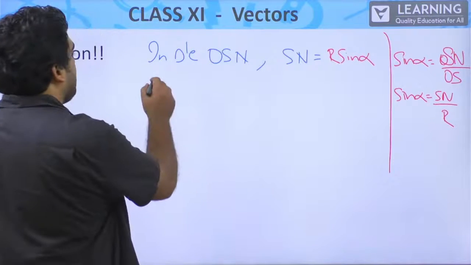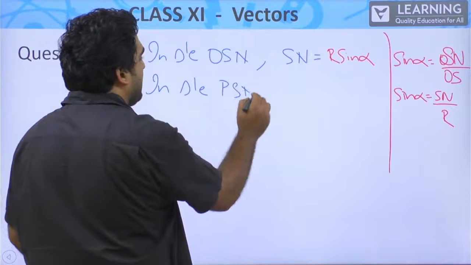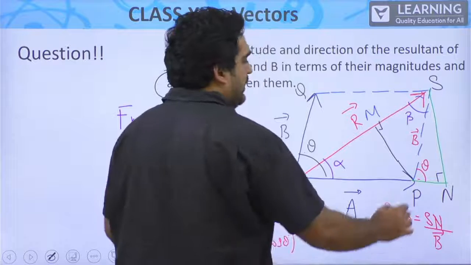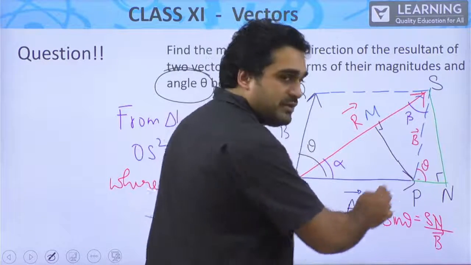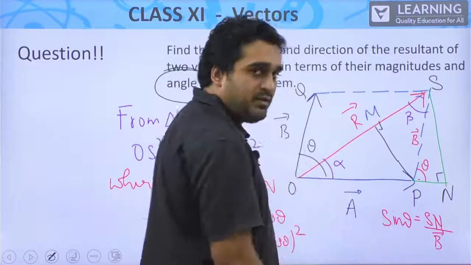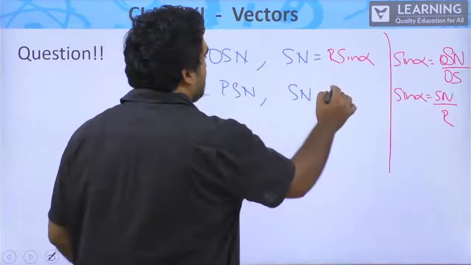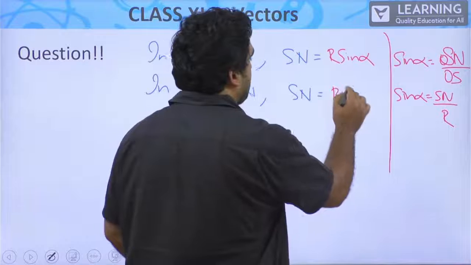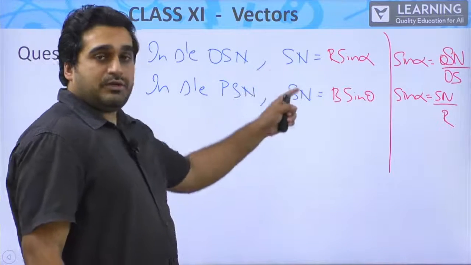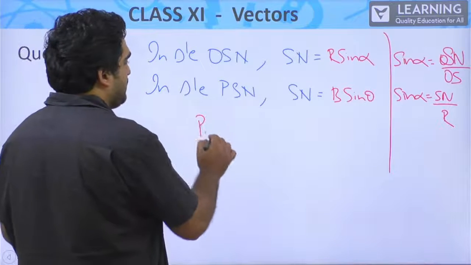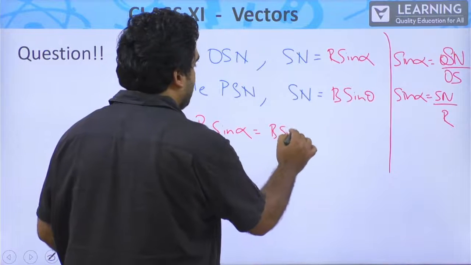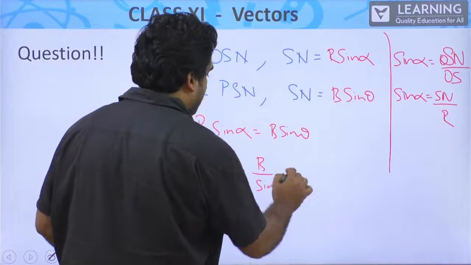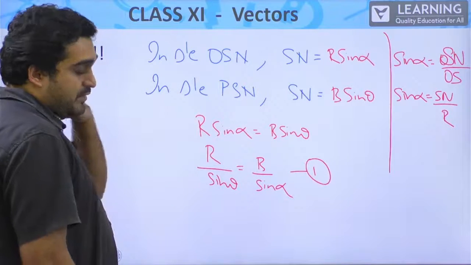Let's take the other triangle. Which is the other triangle? In triangle PSN, since you have the angle now, which is theta, sine theta equals SN by B, so SN is B sine theta. Both are SN, so both can be equated to each other. So you have R sine alpha equals B sine theta. So R by sine theta is equal to B by sine alpha. Let's put this as equation number 1.